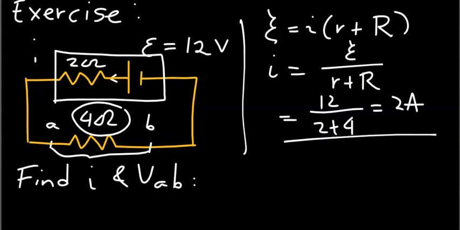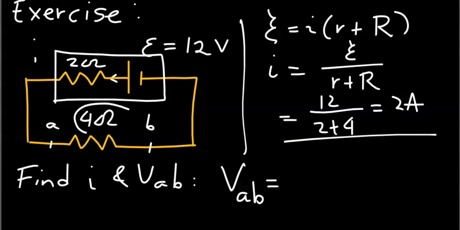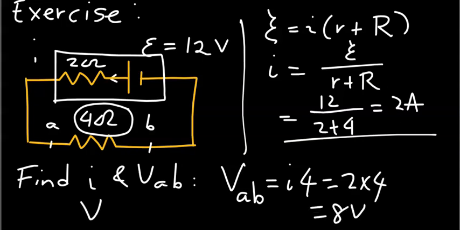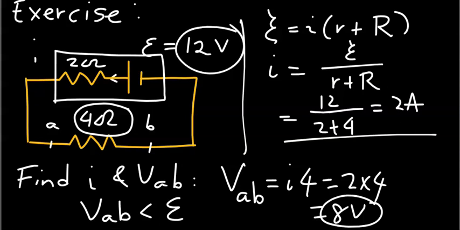Having found I, you can determine the terminal voltage, which is the voltage across this 4 ohm resistor, as quite simply I times 4. Since I is 2 and the resistance is 4, you get 8 volts. You see clearly that the terminal voltage is less than the EMF, namely 8 volts versus the EMF of 12 volts, due to the presence of the internal resistance.